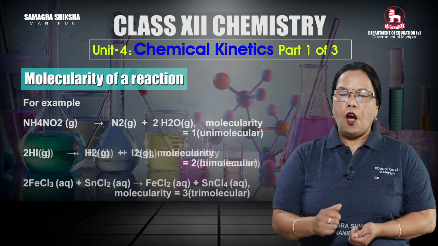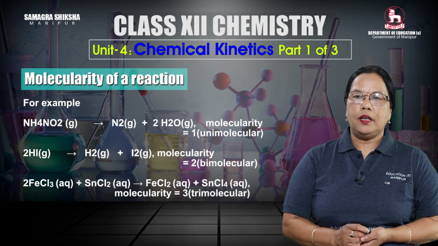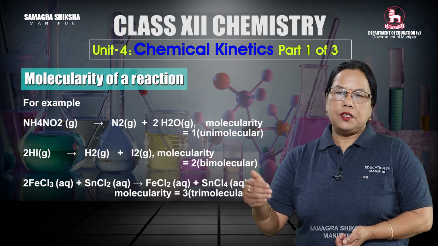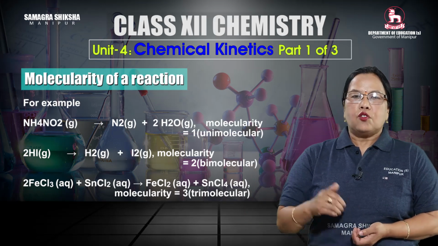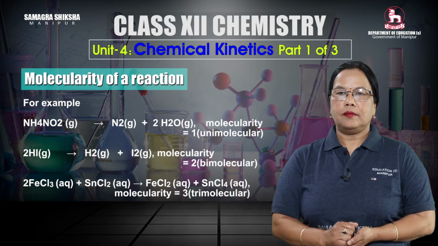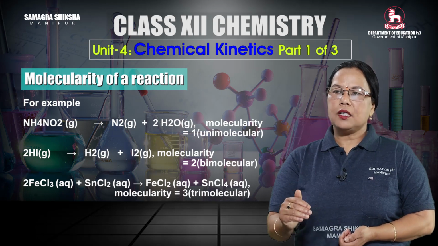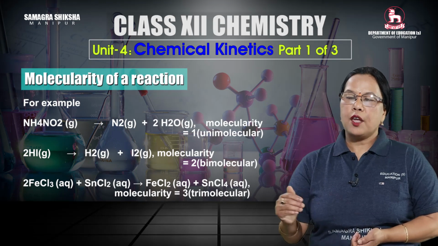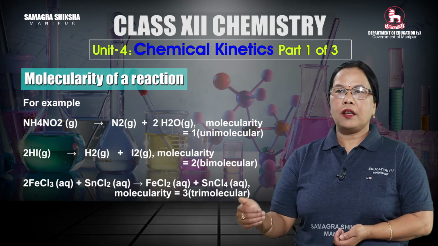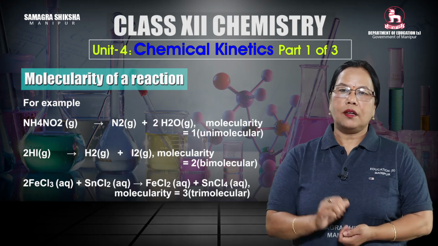Another reaction: 2 moles of ferric chloride reacts with 1 mole of stannous chloride to give 2 moles of ferrous chloride and 1 mole of stannic chloride. Here the molecularity is 3, so it is trimolecular. So unimolecular, bimolecular, trimolecular are the kinds of molecularity, and they can be identified accordingly.